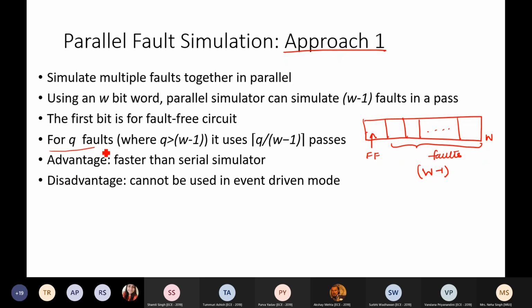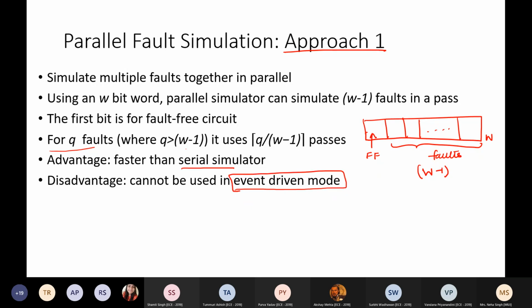For Q faults where Q is greater than W minus 1, I need to use another pass or multiple pass. The number of passes would be Q upon W minus 1 taken the ceiling. Because अगर एक भी fault ज़्यादा होता है, I have to give the entire word for the input. So I will have two passes, even if the fault is just W, one more than W minus 1. Fine. So we are increasing this simulation speed as compared to a serial simulator, but both of the serial and the parallel simulator cannot be used for event driven mode.